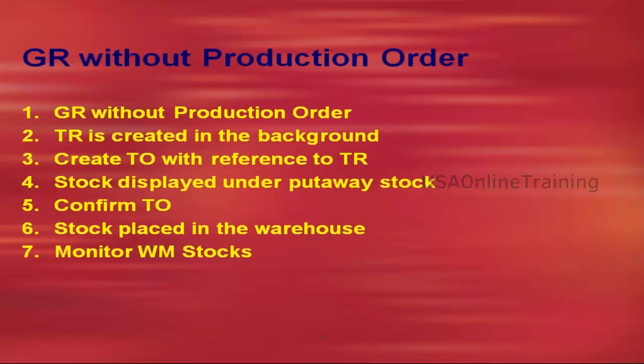Next, GR without production order. Like how we'll do GR without purchase order, in the same way with the production order. As a result, material document is created, TR is created in the background, then we create a TO with reference to TR and stock displays under put away stock. So confirm the TO and stock placed in the warehouse. We monitor the WM stocks.